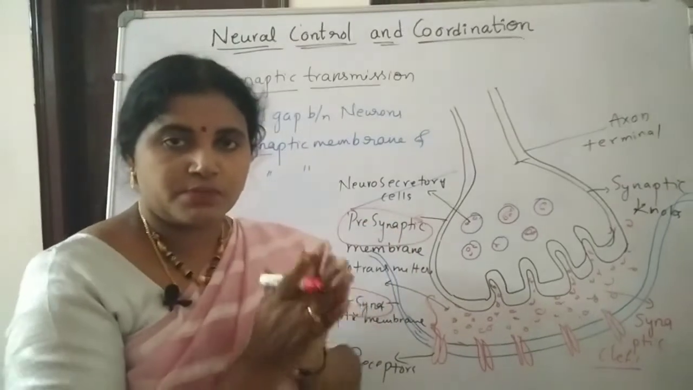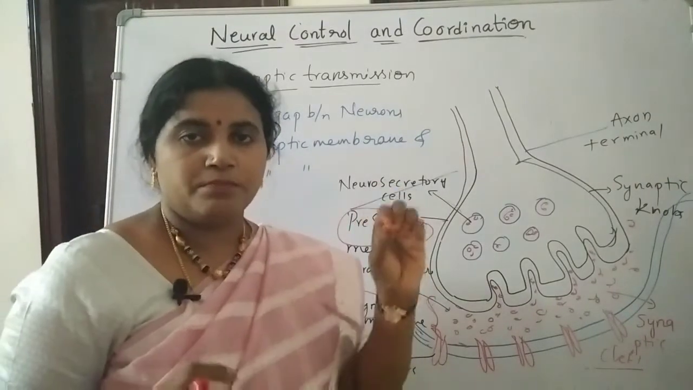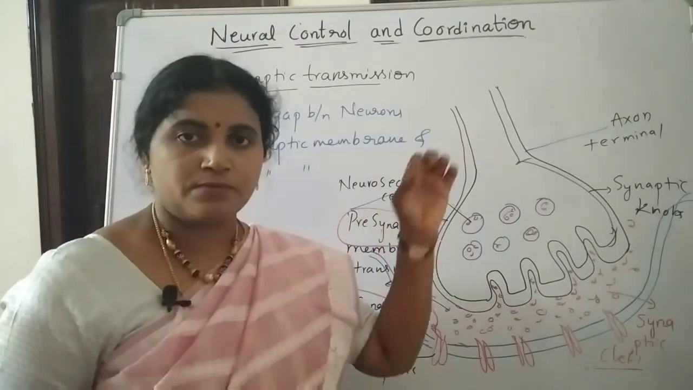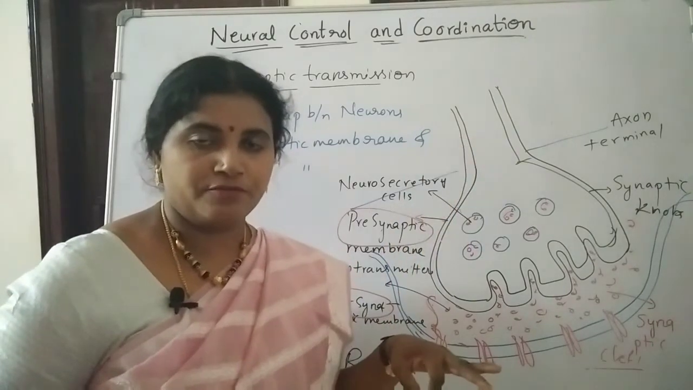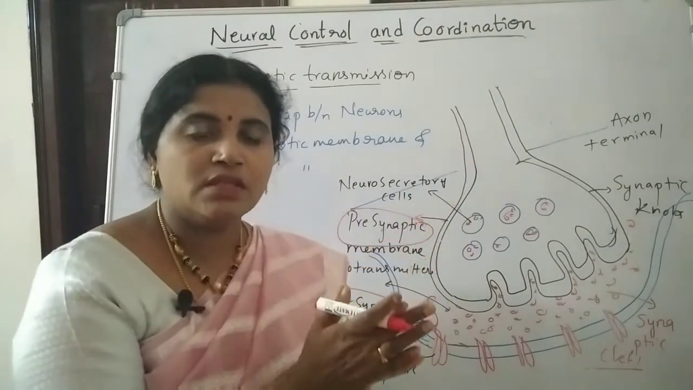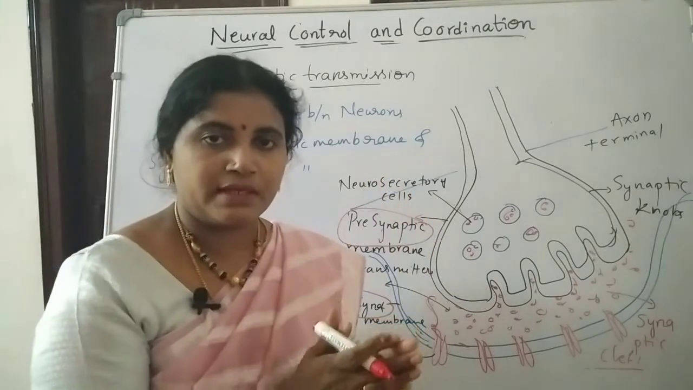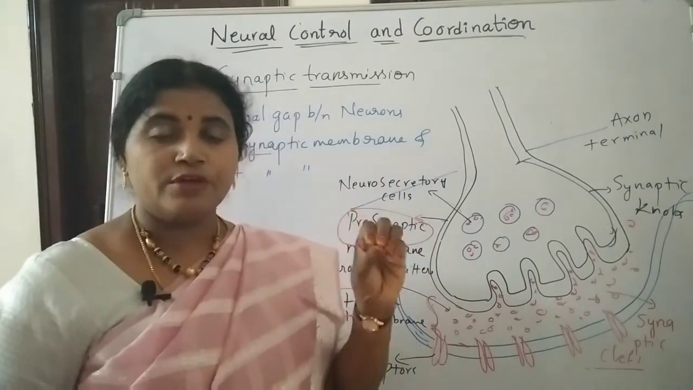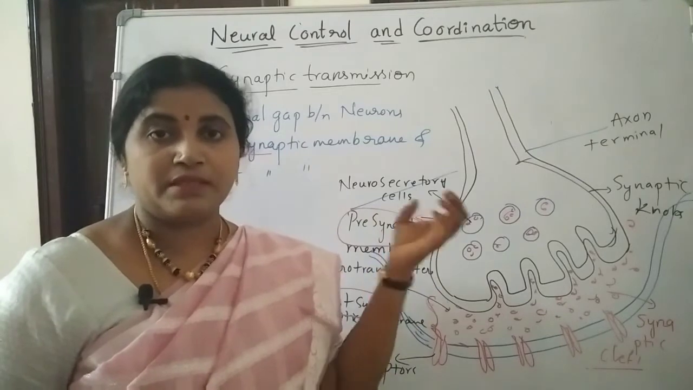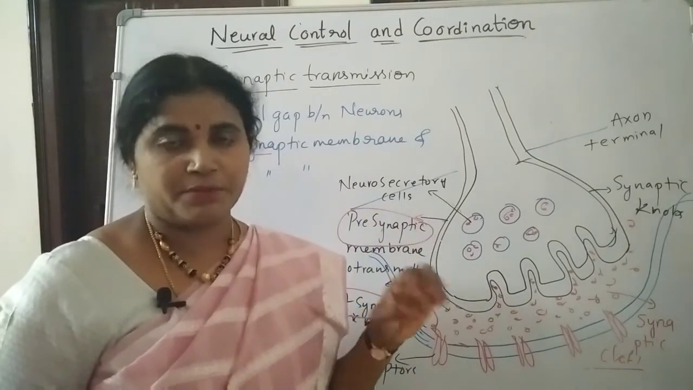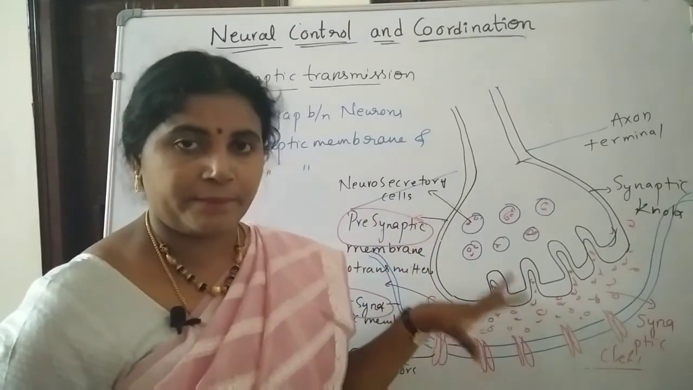It is the functional space for nerve impulses from one nerve fiber to another nerve fiber. What is the functional space? Synaptic cleft is the space. So what is synaptic cleft? It is the fluid filled portion between the presynaptic and postsynaptic membranes.